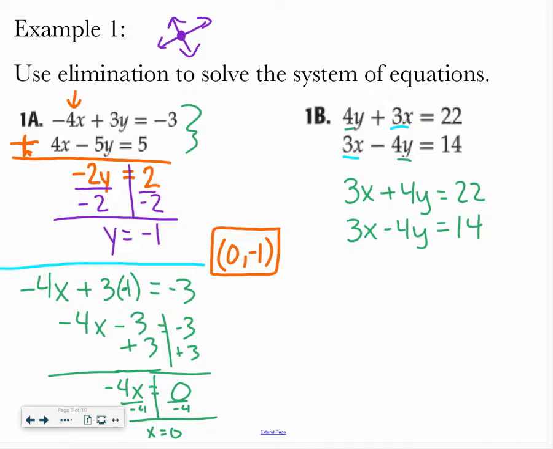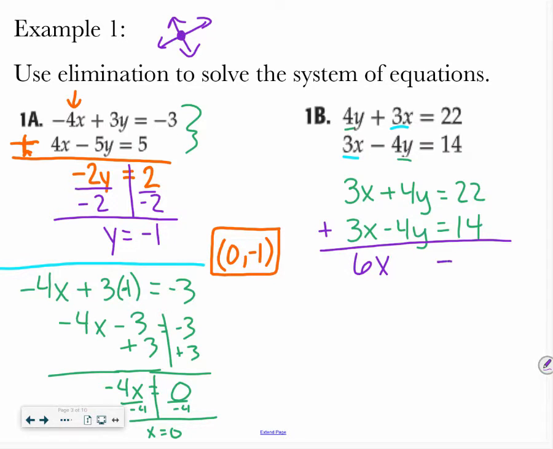Now my variables are lined up and I can look. I have a positive 3x and a positive 3x. So if I add those together, I'm still going to have an x value. And I have a positive 4y and a negative 4y. If I add those together, they will cancel, right? Positive 4, negative 4. So I know I can just add these two together.